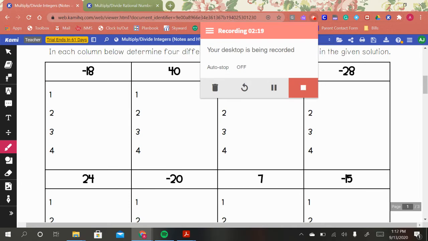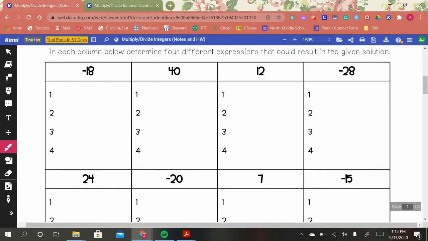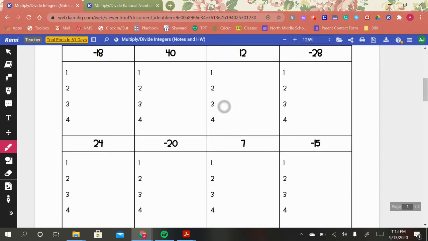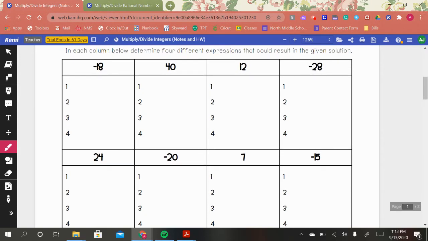All right, and then for the sake of practice, we are going to do 2 multiplying and 2 dividing. So what I want to do first is I want to go through this table and I want to write on here if they are same signs or opposite signs.